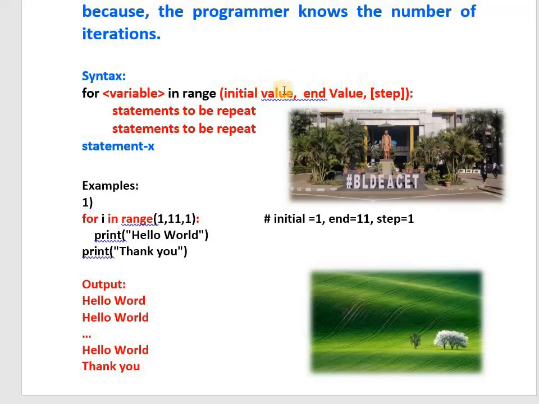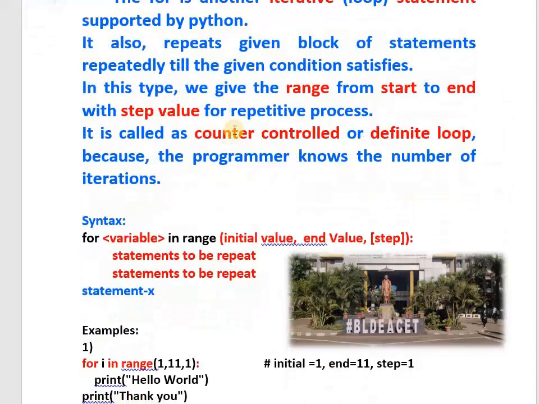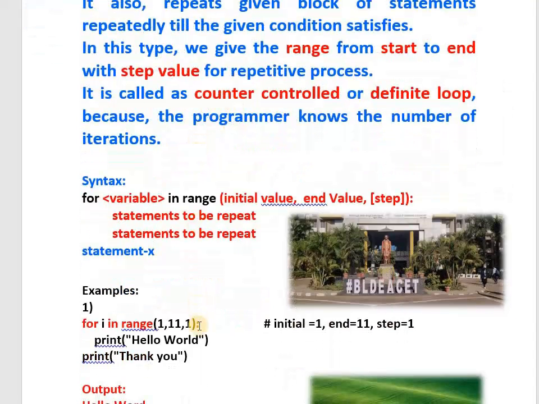Then colon is a must. If you give the step as 2, every time addition of 2 takes place. If you give step as 3, every time addition of 3 takes place. If you give minus 2, every time subtraction of 2 takes place. That step value might be positive or negative, not only one. You can go for 2, 3, depending on the problem you are going to solve. I hope you have understood. In the exam, you have to explain like this and write the syntax. Then give one simple example like this. Not only one example, give many examples also.